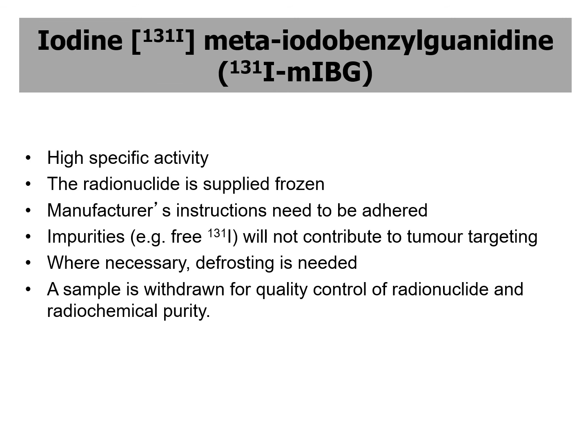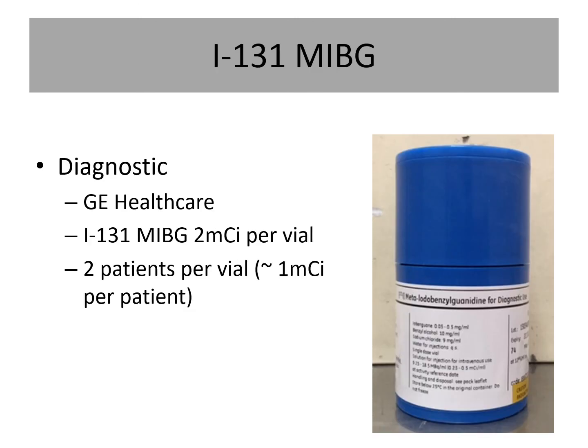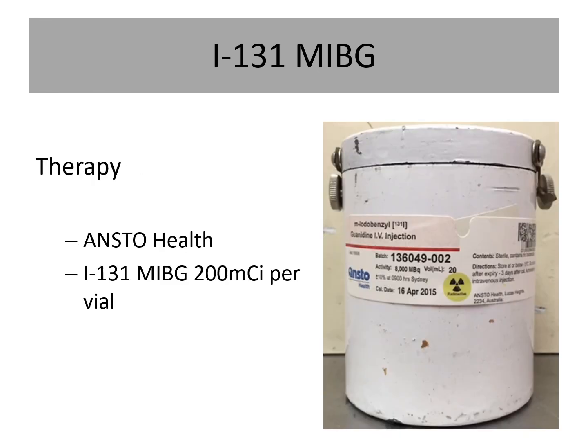And then the sample is withdrawn for quality control of radionuclide and radiochemical purity, or some of the centers just use the certificate of analysis to confirm the results of the RCP and others. So this is an example of the iodine-131 for the diagnostic purposes. From GE Healthcare, it's about 2 millicurie per vial, so 2 patients per vial, because approximately about 1 mCi per patient. And then these are the therapy doses from the other supplier. It's about 200 millicurie per patient.